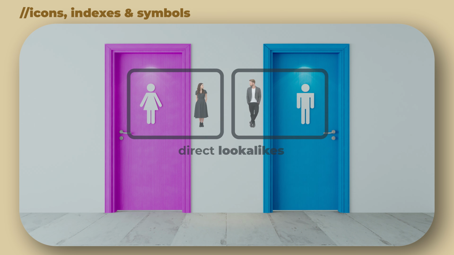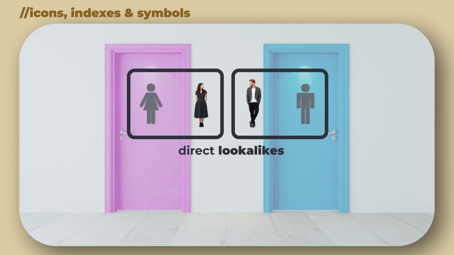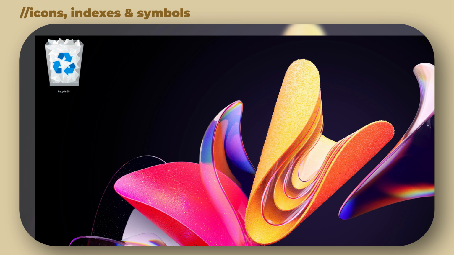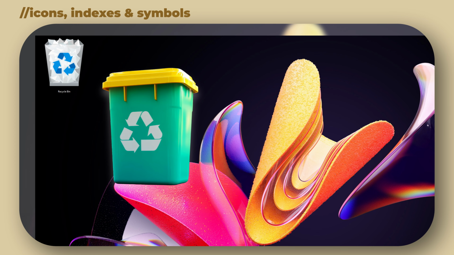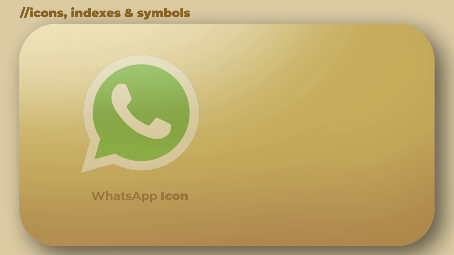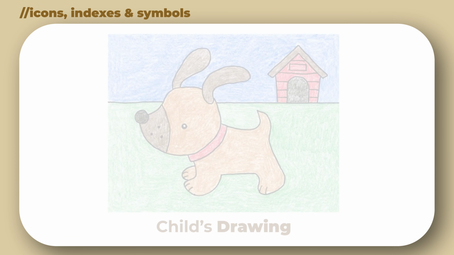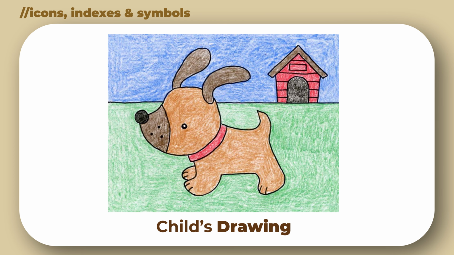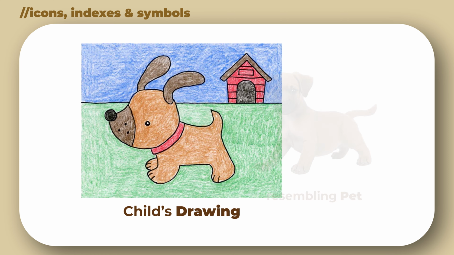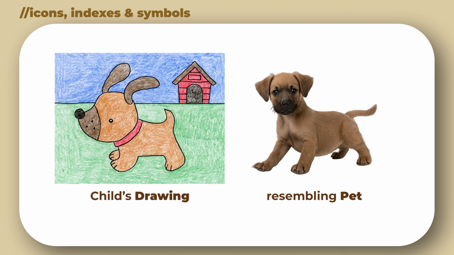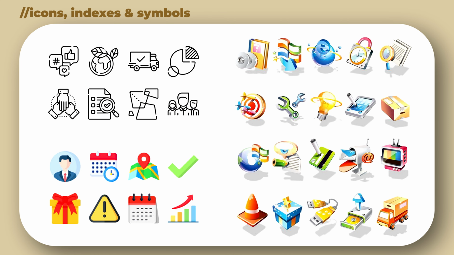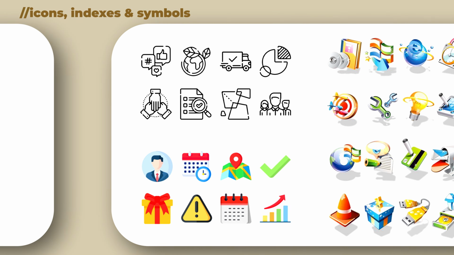Icons are direct lookalikes. A restroom pictogram shaped like a man or woman is an icon. The trash bin on your desktop looks like a bin. The WhatsApp call icon resembles a phone receiver. Even a child's drawing of a cat or dog works as an icon because it visually resembles the animal. In design, icons thrive on resemblance.